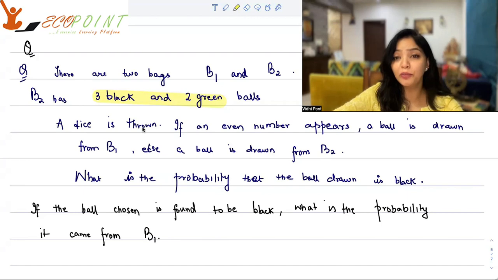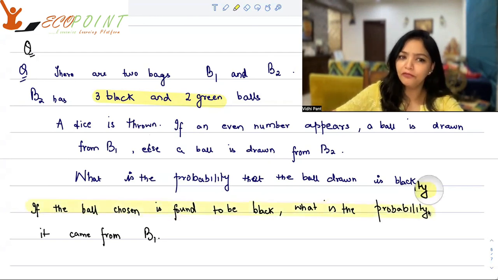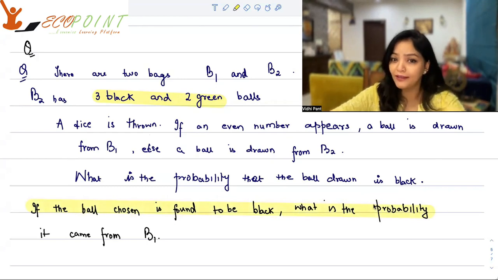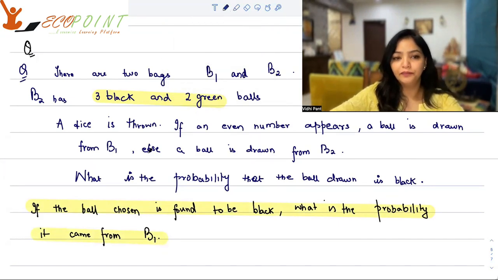I'm going to continue with the previous question where we had two bags, B1 and B2, containing black and green balls, and then a dice is thrown. If you get an even number, you will use bag 1 to pick a ball. If it comes an odd number, then bag 2. In the previous question I asked you what is the probability that the ball drawn is black. Now the question is, if the ball chosen is found to be black, what is the probability it came from bag 1?